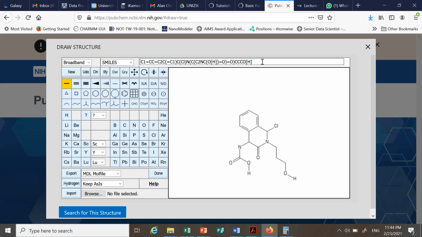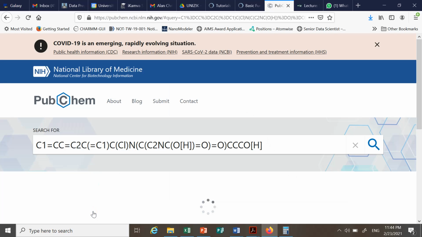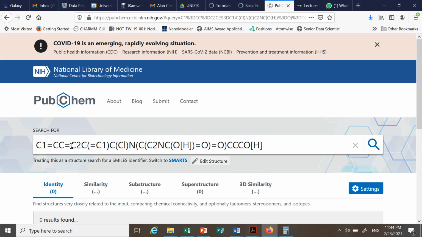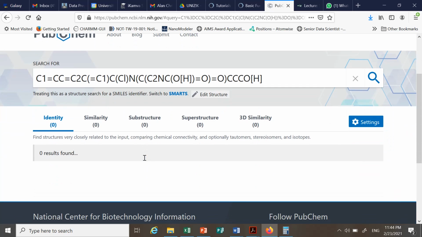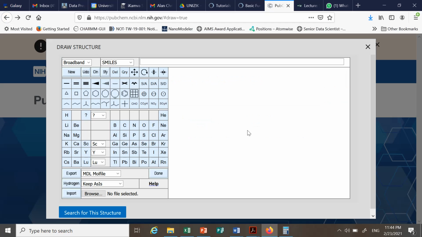So you don't need to copy this if you want. Once you copy it, you can go back and insert it on that page, but you can also search directly from this chemical drawing platform on PubChem. You can just search directly and it inserted the SMILES there. Identity is 0 because it doesn't exist anyway. So I can imagine.